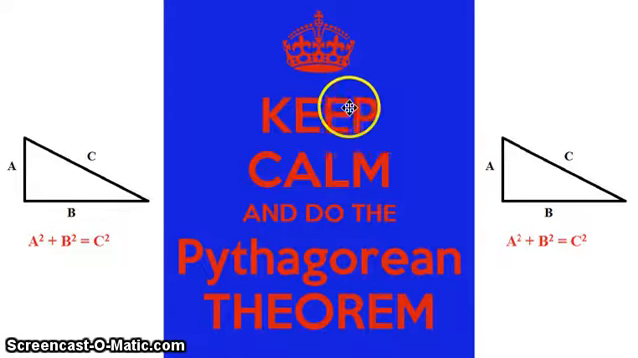And remember, always keep calm and do the Pythagorean Theorem. You'll be just fine. A squared plus b squared equals c squared. Maier out.